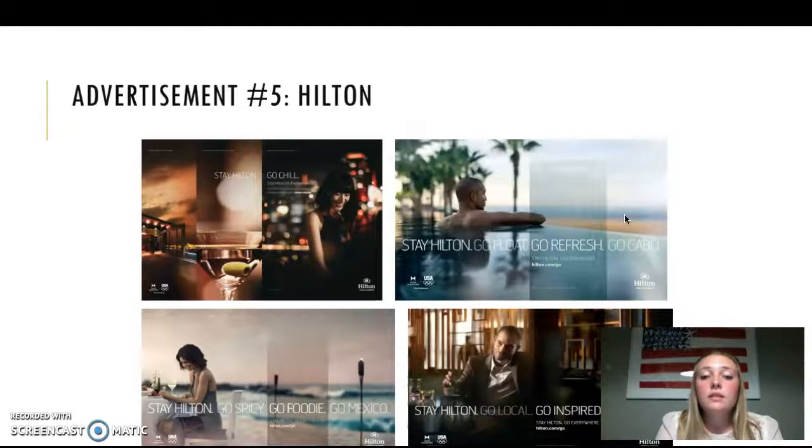So this advertisement is from Hilton. I really like them because the pictures are really great to start with, and then they use really succinct wording. So you've got your top right that says "Go refresh, go Cabo." It kind of invokes that sense of relaxation, of refreshing vacation, ocean, stuff like that. Bottom left picture says "Go spicy, go foodie, go Mexico." You smell those smells, you taste that food. And then bottom right says "Go local, go inspired, go Prague." It just makes you think of all the beautiful buildings in Prague and how inspired you could be while you're there. And then the top left picture says "Stay Hilton, go chill." So that idea of relaxation again. So I think this is a very effective advertising campaign.